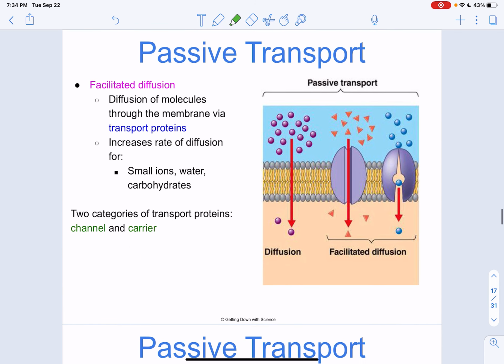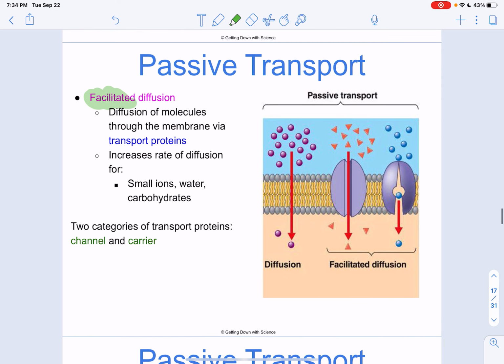Now we're in our new part, the part that we don't have notes on, which is facilitated diffusion. Facilitated diffusion is the diffusion of molecules through the membrane via transport proteins. These transport proteins help increase the rate of diffusion for water, small ions, and carbs. And so we have two types.